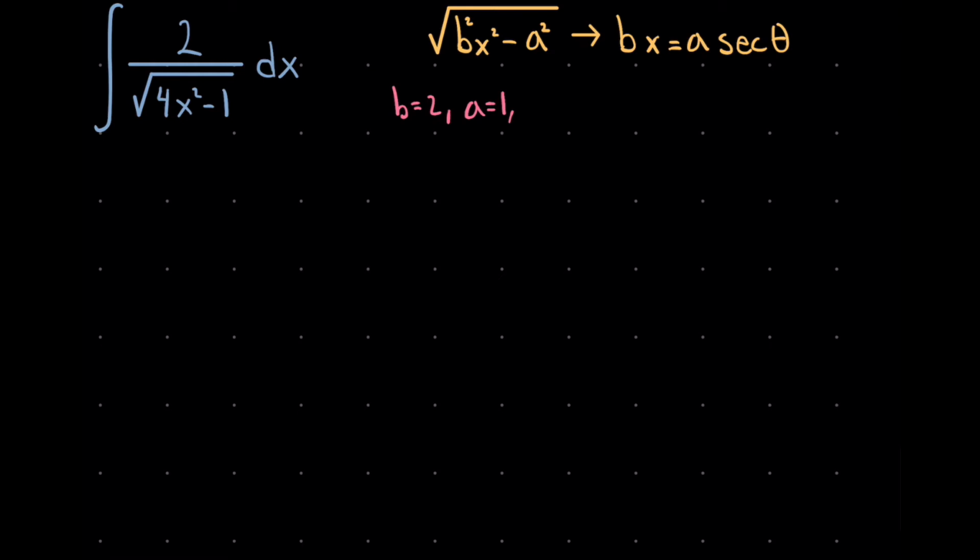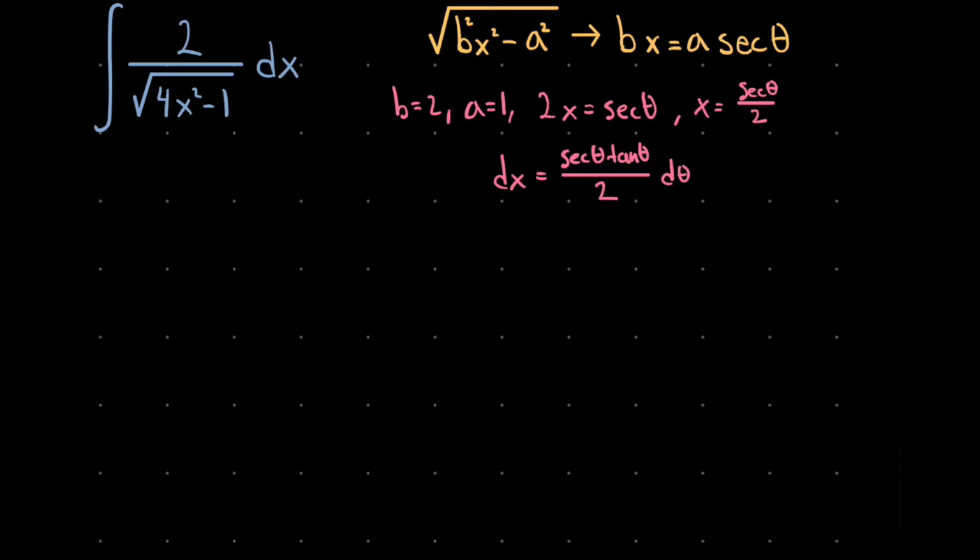And then our substitution, we have bx is equal to a secant theta. That means that 2x is equal to, a is just 1, so just secant theta. And we could rewrite this as saying x is equal to secant theta over 2. And then by taking the derivative of both sides of the rightmost equation, we get that dx is equal to, well, the derivative of secant is secant theta times tangent theta, that's all over 2, and of course d theta.